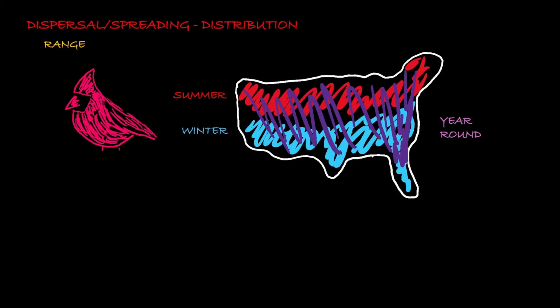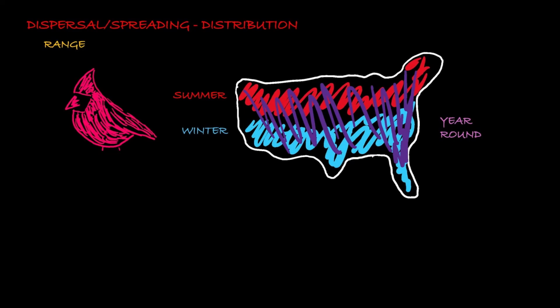And it was frankly easier for them to stay in the northern climates when the snow came and get food from the bird feeder than it was to spend all that energy flying south for the winter. And so they changed their range and their dispersal spread over a larger area of the United States.